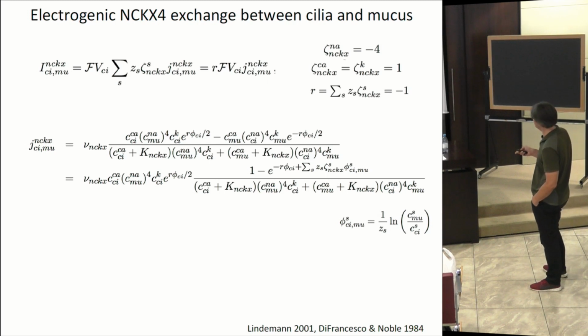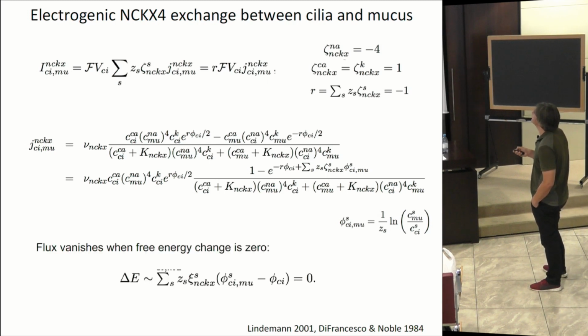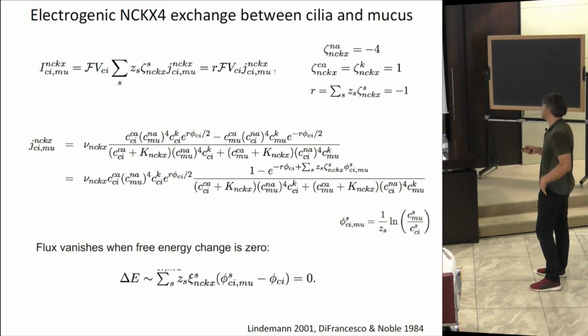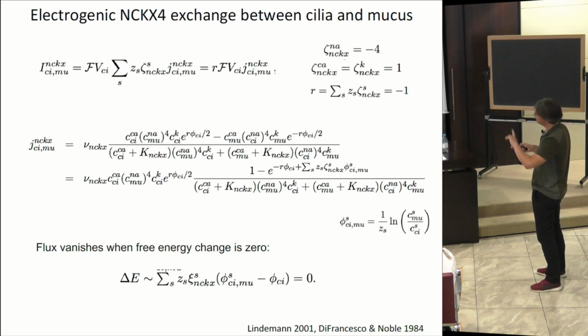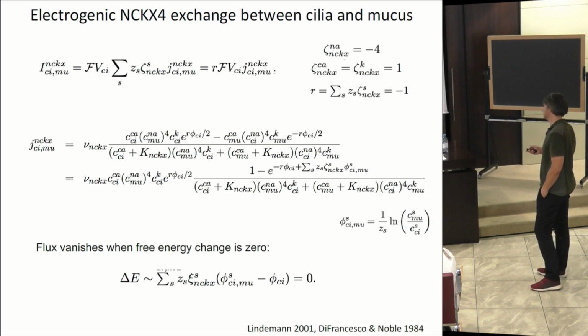And so you can rewrite this with some kind of Nernst potential. What's important to check, just so that you do everything right, is that for example the exchanger flux vanishes when the free energy change is 0. Basically, when you introduce 4 sodium, you have the Nernst potential, so the energy change is 0. So then the exchanger flux basically vanishes.